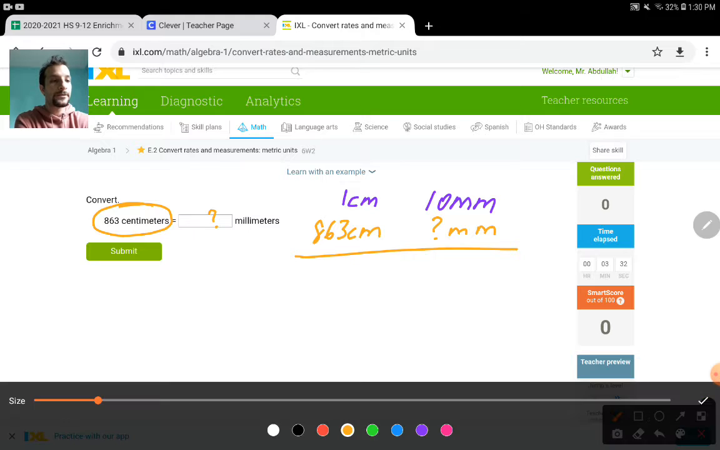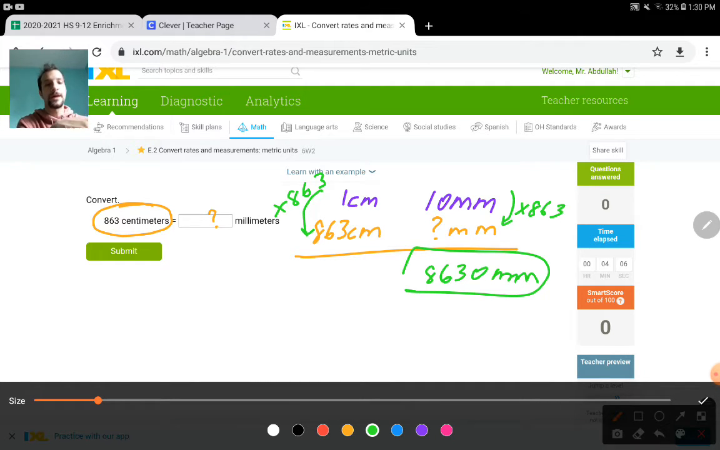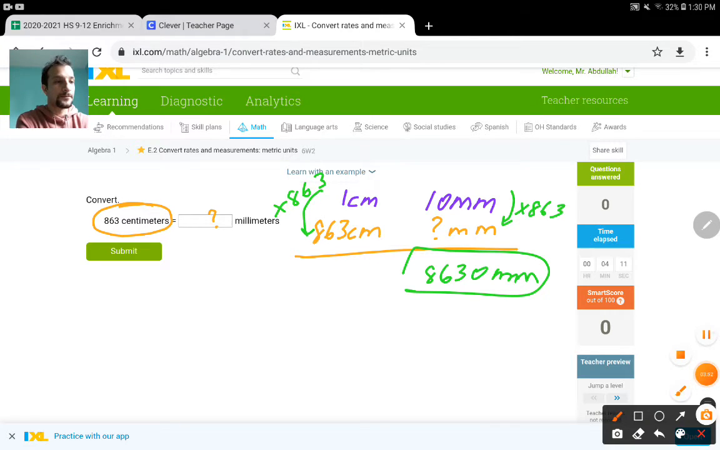My pattern is on the left side, so let's figure it out. It's times 863, because any number times 1 equals itself. So 863 times 1 equals 863. That's the pattern I'm looking for here. When you multiply this number by 10, that means just add a 0 at the end. So this would be my answer, 8,630 millimeters. Let's check another example.